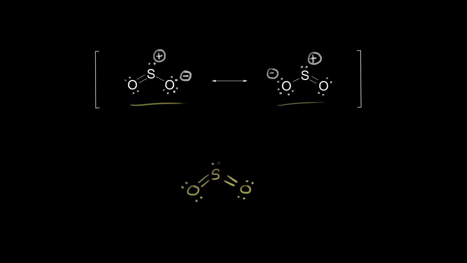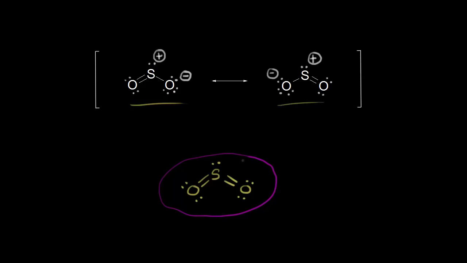And then we have a lone pair of electrons on our sulfur. The advantage to this dot structure is we don't have any formal charges. The formal charge on sulfur is 0, and the formal charge on both oxygens is 0. So this is a valid dot structure, right? There's nothing wrong with it.